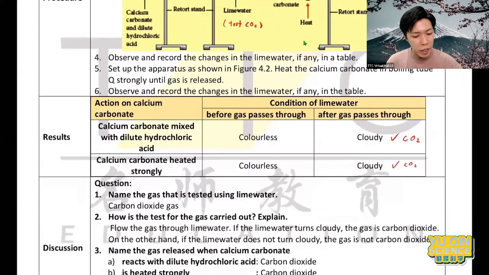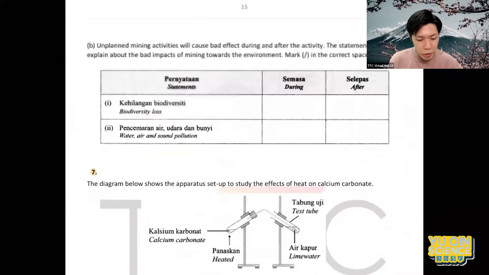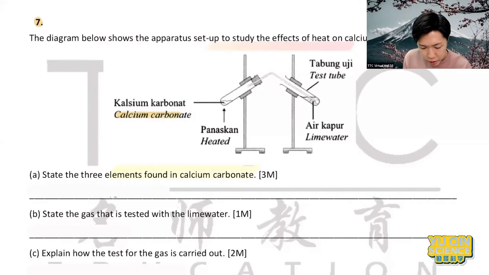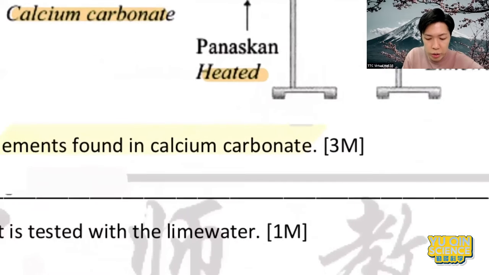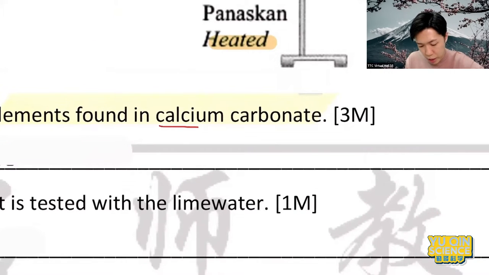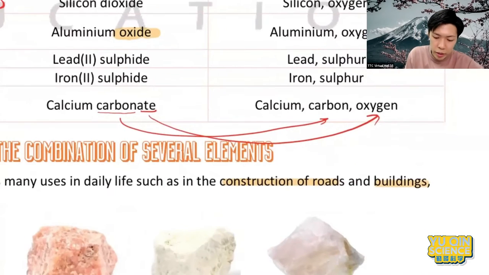Okay, so let's try out the example. Turn to page 16, question number 7. Have a quick check. Calcium carbonate and then heated. There you go, this is the heated experiment. Then we have lime water. First thing first: state three elements found in calcium carbonate. I have to remember who they are. The word itself is already the answer though. You have calcium, you have carbon, you have O, which is oxygen. So you have three types of elements: calcium, carbon, and oxygen. That's the components of the compound. Okay, easy.